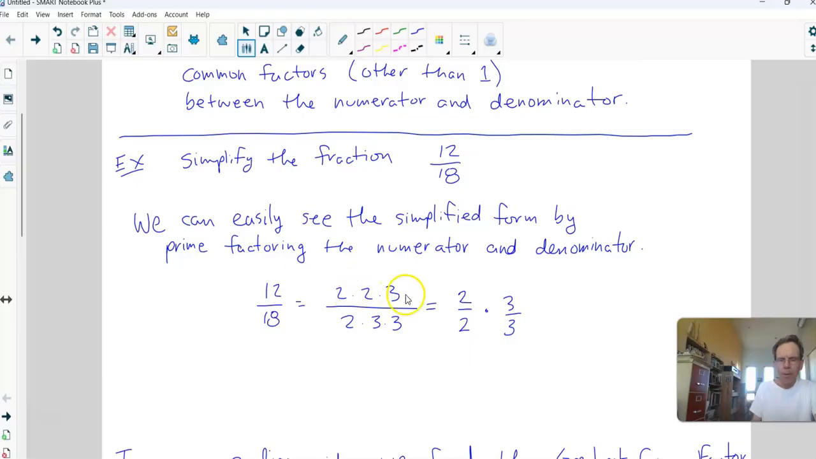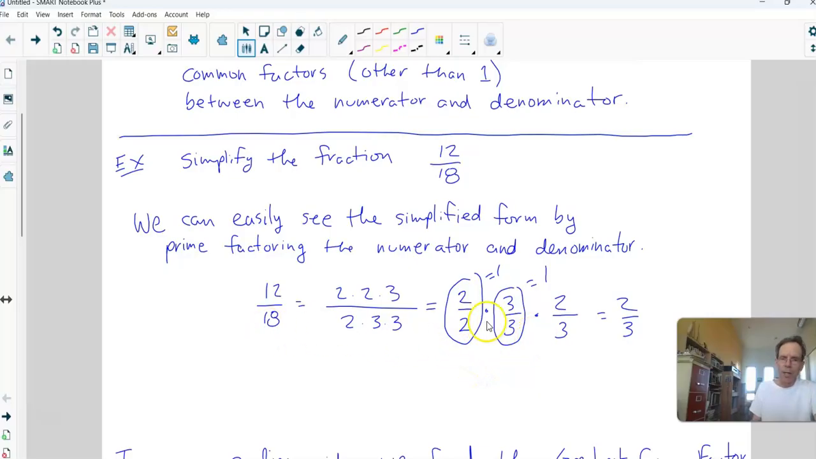That takes care of a 2 and a 3 in the top, and a 2 and a 3 in the bottom, and that leaves what? I've got an extra 2 in the top and an extra 3 in the bottom. But notice that 2 over 2 is 1, and 3 over 3 is 1. So we're multiplying 2/3 by 1 twice. That means that the final answer is 2/3. That's the fully simplified form of 12/18.